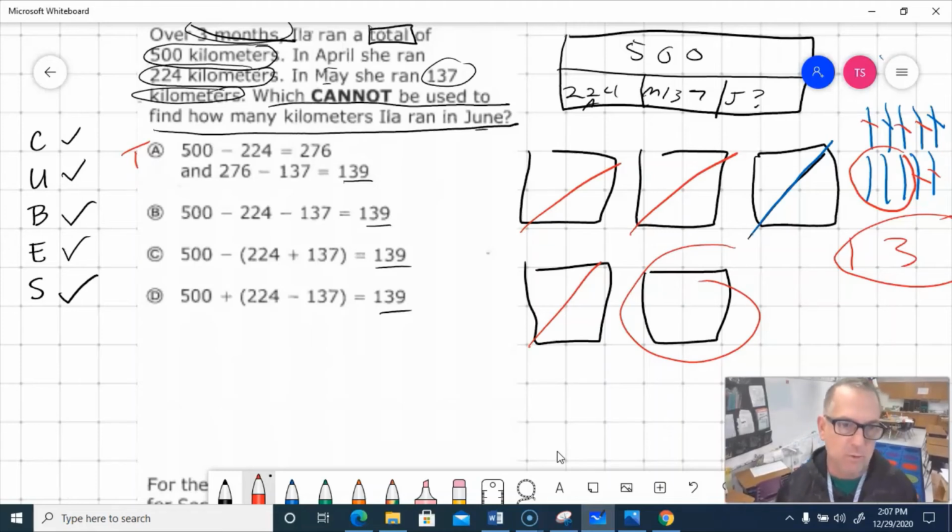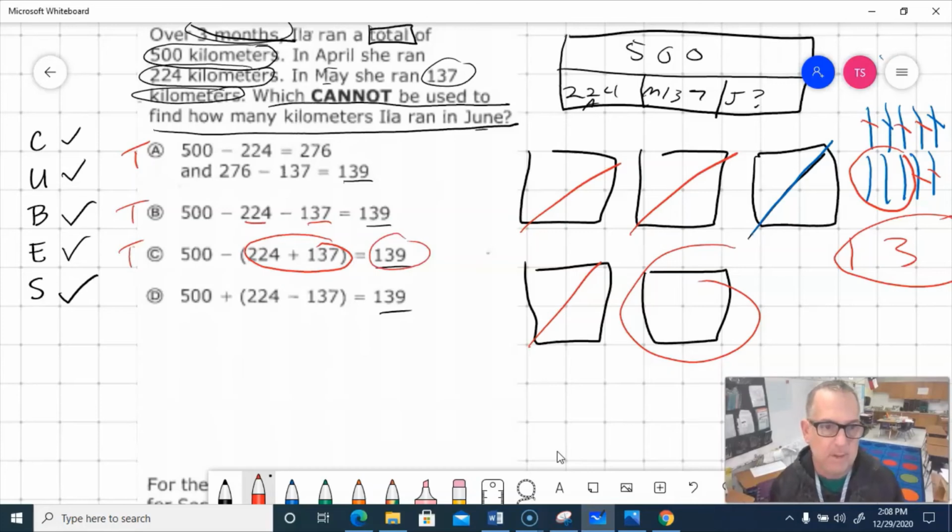Answer choice B, is that true or false? That's also a true statement because it did the same exact thing we did there. It started with 500, we took away 224, and then we took 137 away from that, and we ended up with 139. Okay, C, is C true or false? I think C is true also because what they did is they took April's and May's and added them together, and they subtracted that from 500 and got 139.